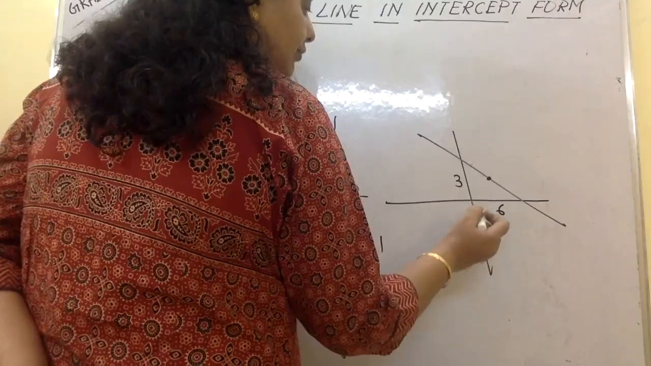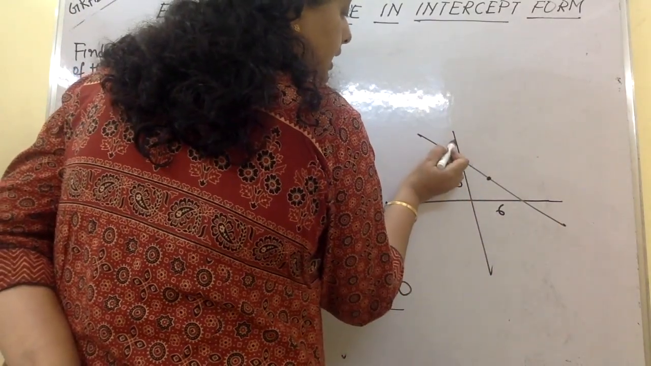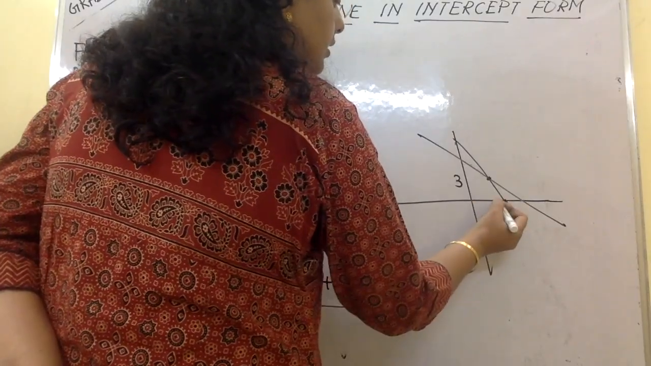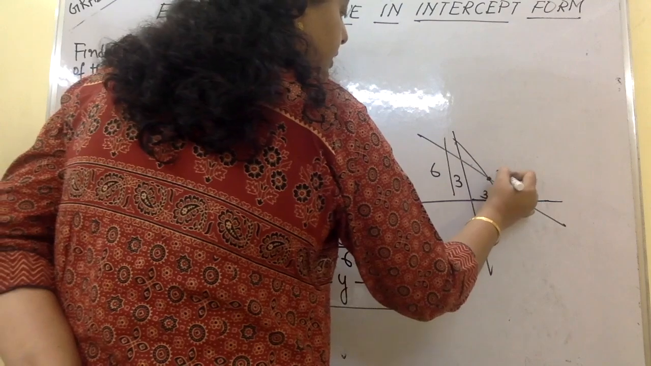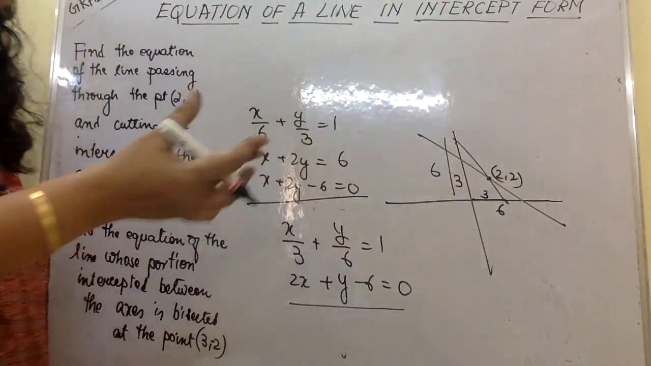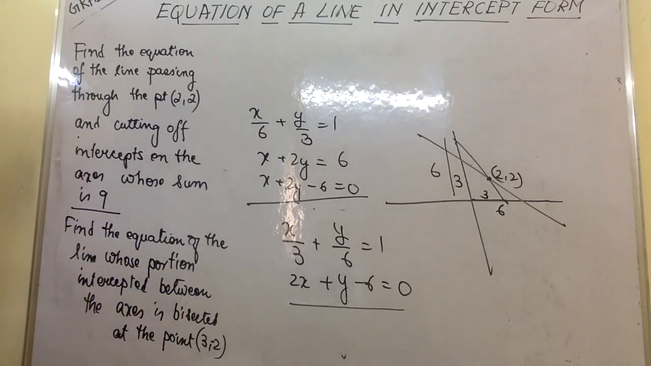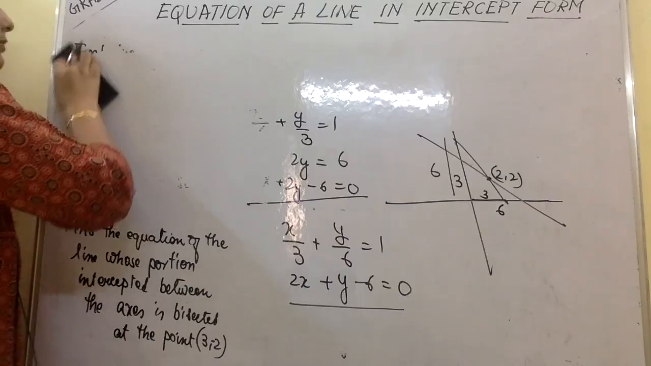Okay. The other one that you can have through this is again something like this. Here also this is 3 and this bigger one is 6. But both of them pass through 2, 2, and the sum of their intercepts in both the cases is 9. Okay. So next question, let's see.